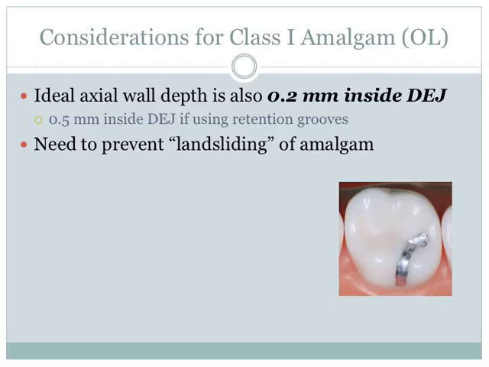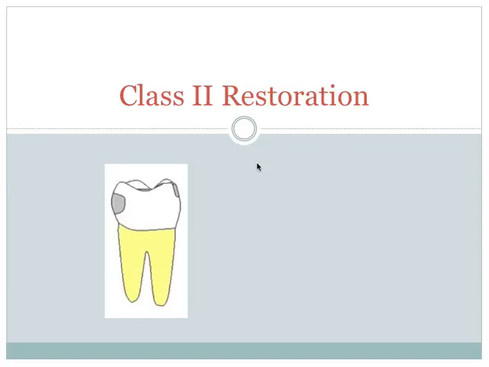All right, and then this was just another type of class 1 amalgam, an occlusal lingual, and sometimes it can be difficult to prevent the landsliding of amalgam because you're condensing it in, but anyway, we can skip through this. So let's keep going here, and we talked about class 1 restorations.